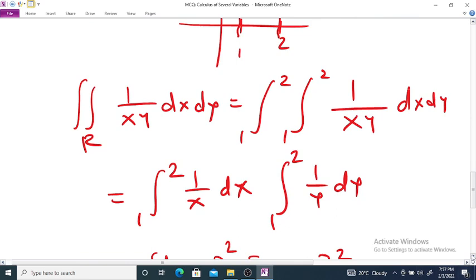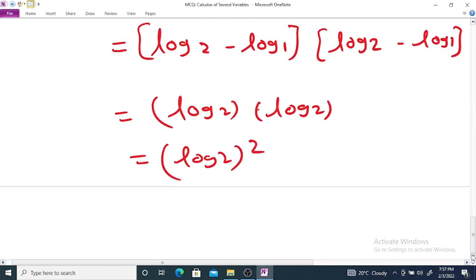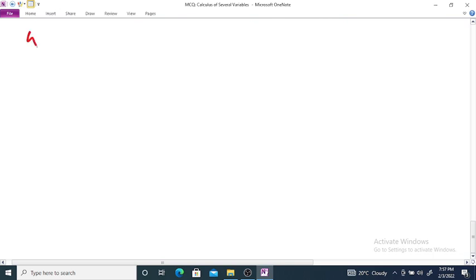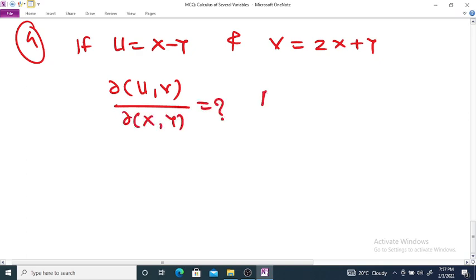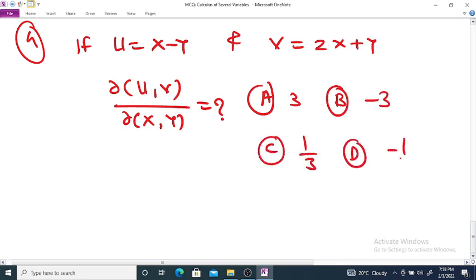Next, example number 4. If u is equal to x minus y and v is equal to twice x plus y, then the value of del(u,v) divided by del(x,y) is equal to what? Options are given: A is equal to 3, B is equal to minus 3, C is equal to 1 by 3, and D is equal to minus 1 by 3.